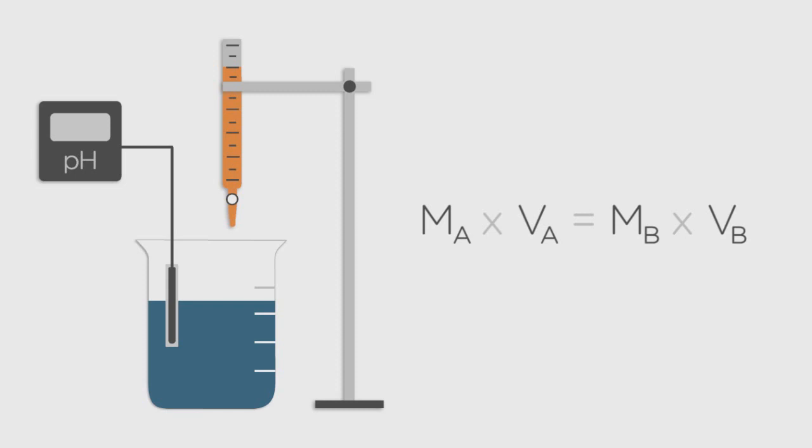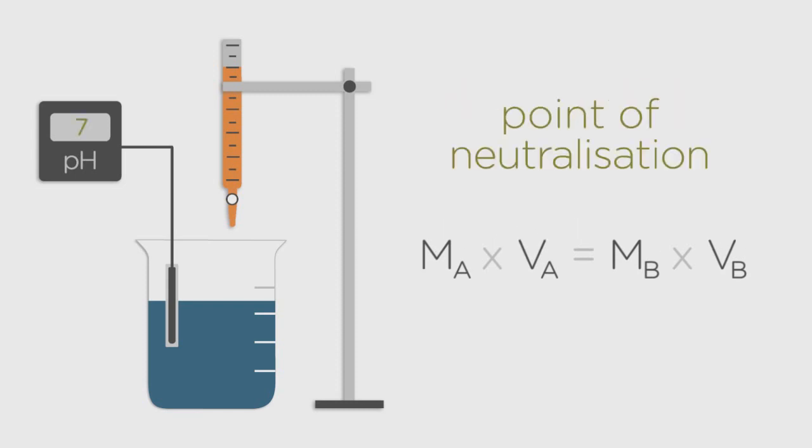Now what this means is that at the point of neutralisation, the molarity of the acid times by the volume used equals the molarity of the base times its volume. If we know 3 out of the 4 terms, we can work out the 4th by some simple rearrangement.